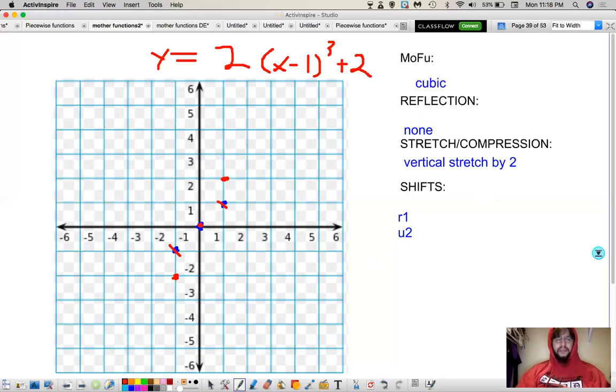So I'm going to cross out my points. I wonder how annoying this screen will be. Then go right 1, up 2. Very annoying. Right 1, up 2. That's better. Right 1, up 2. And then I'm just going to draw the thing. Something like this. And there's my cubic mother function. Transformed. Done.